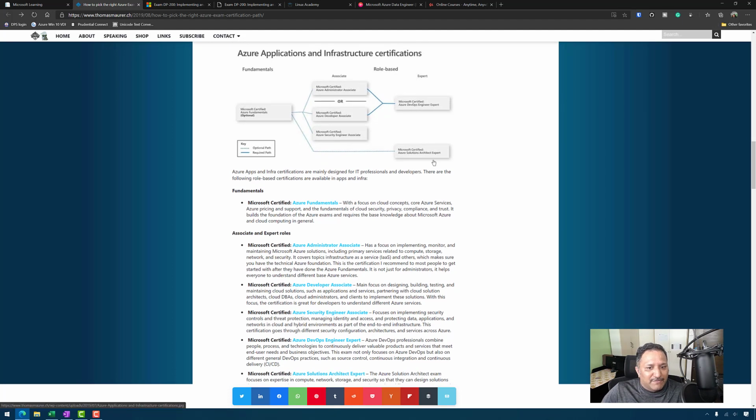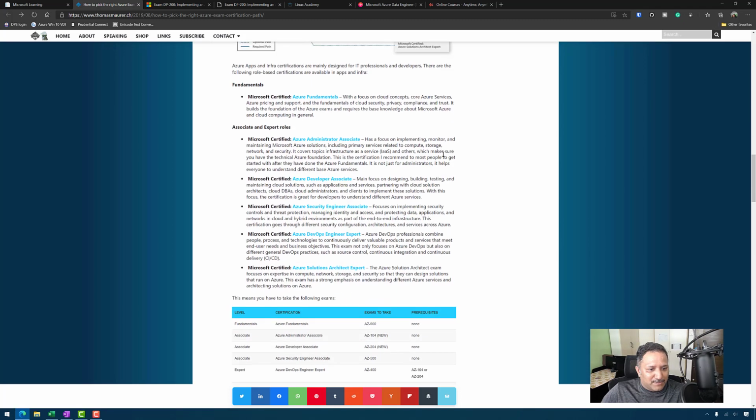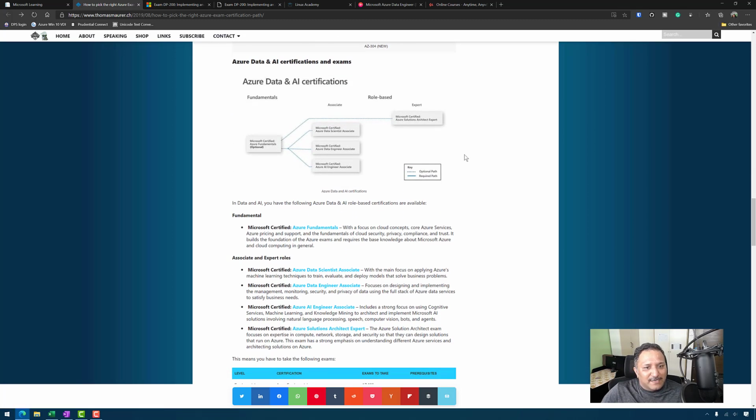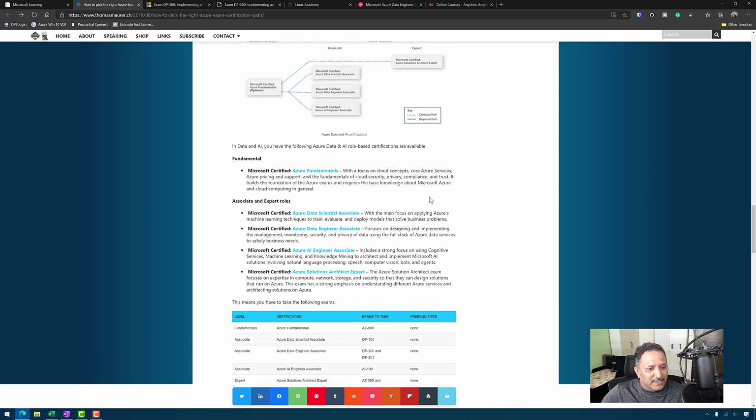And in the same way, when we take up the architect level certifications, the AZ300 and 301, we get the Azure Architect Expert. In the data and AI side of things, the things are slightly different. Most of the certificates now are associate level. So we have the Azure Data Scientist Associate, Azure Data Engineer Associate, and the AI Engineer Associate certificates.